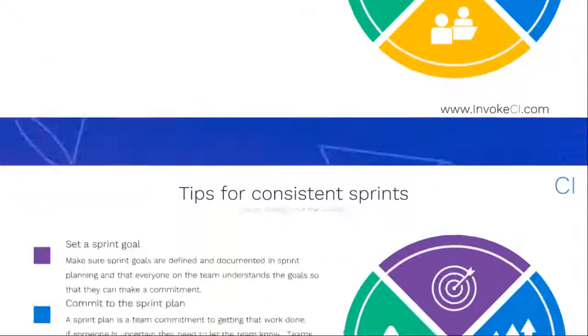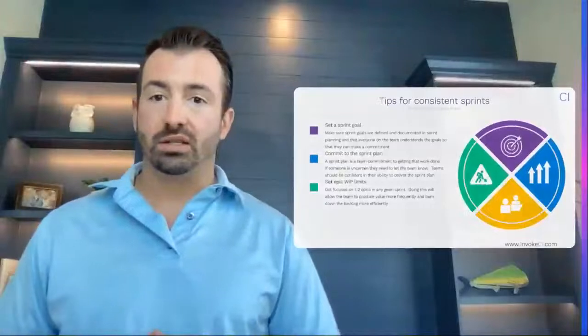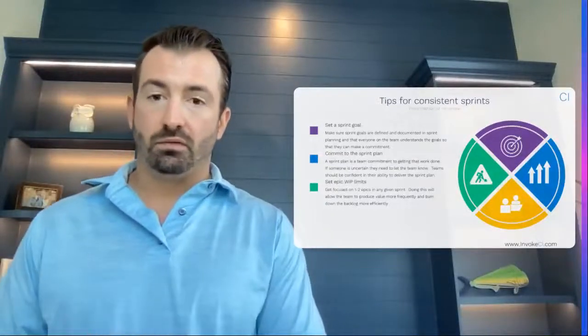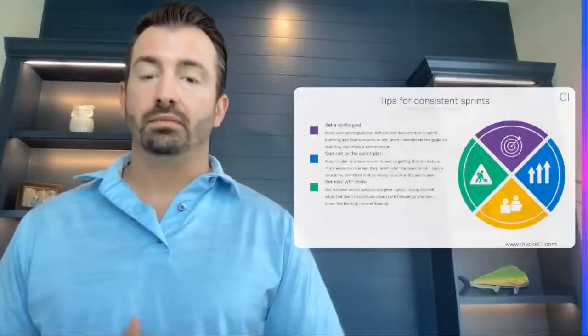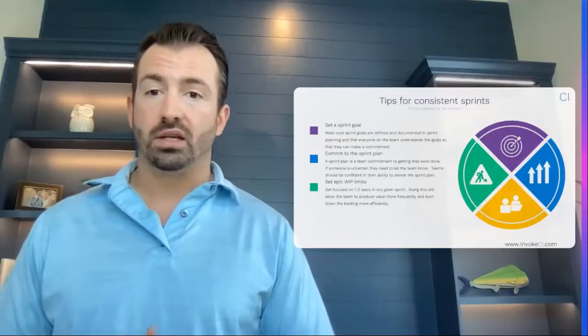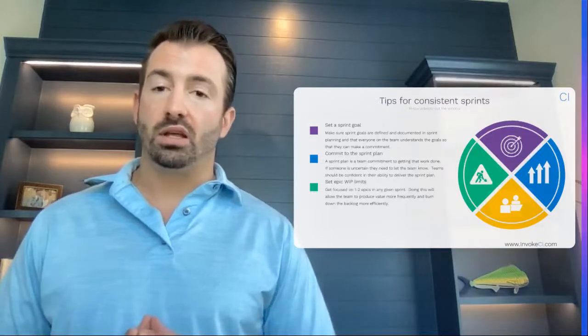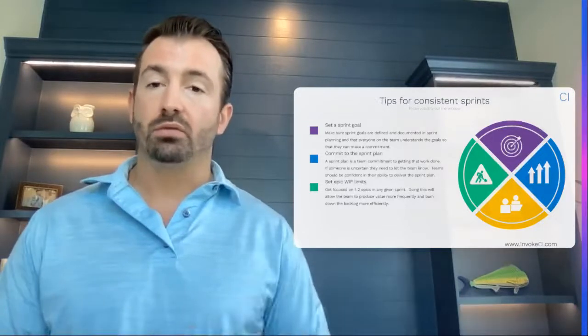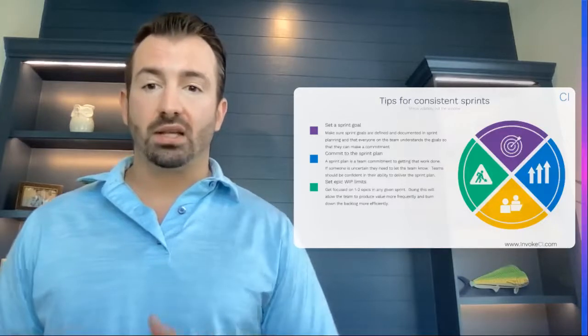Tip number three, set epic WIP limits and story WIP limits for that matter. Too many times do I see that teams have 4, 5, 6 different epics that are in process at the same time within a sprint. And this causes a lot of churn, it causes a lot of confusion, and the cycle time and throughput of those particular epics takes a big hit.